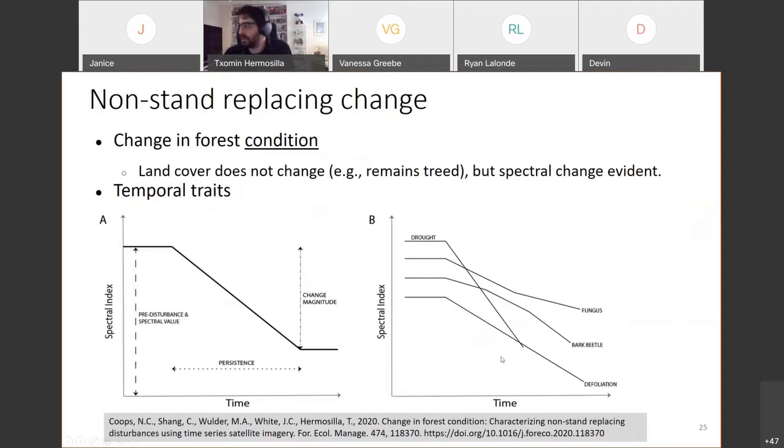Or we expect disturbances like the ones produced by a bark beetle to have different trends related to the different stages of the attack, which ultimately will end up killing some trees of the stand, or fungus, which will have a fast mortality at the beginning, but then this mortality, or this spectral response related to the mortality, will be reduced as the stand builds defenses.